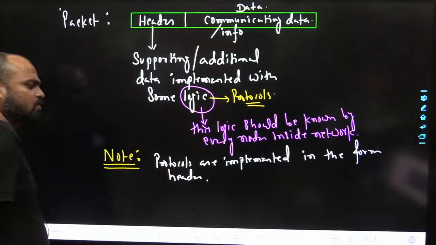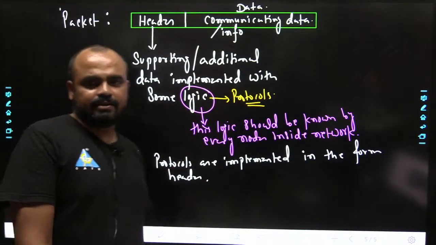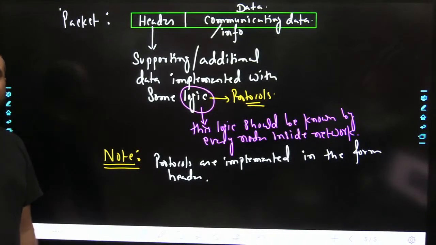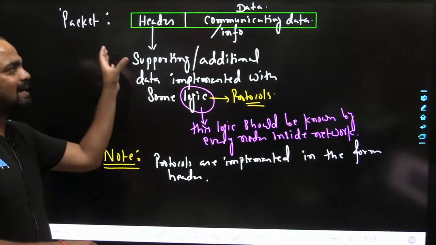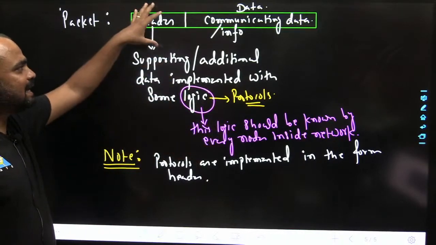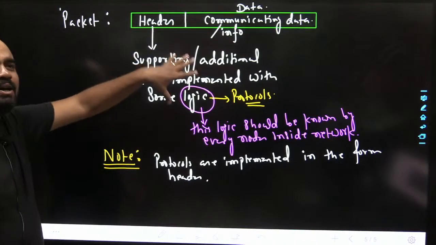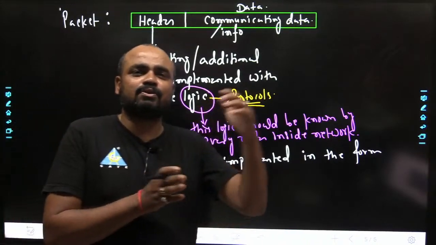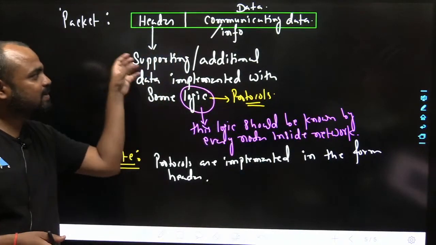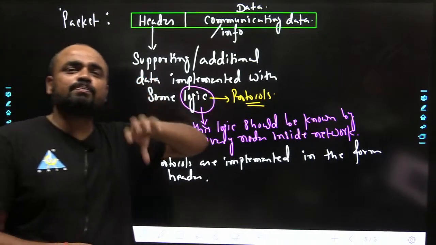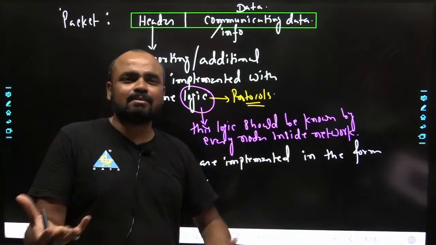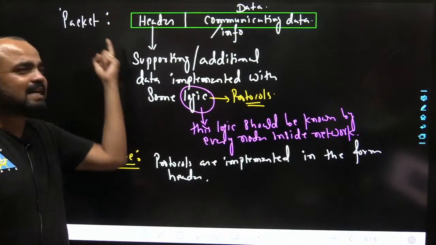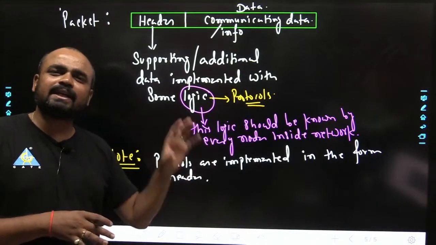In simple words, you can say this in the form of a packet. So this is the basic meaning of a packet. A packet has two different parts. One is the header, the second one is the data. The header is the supporting or additional data implemented to make the packet travel in the network. Whenever you introduce some additional bits, there should be a logic, and that logic is nothing but a protocol. The protocols are basically implemented inside the header.